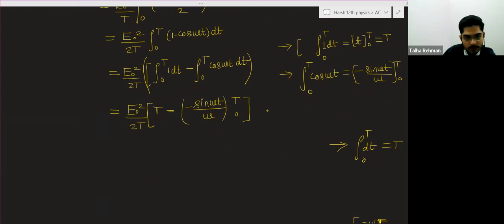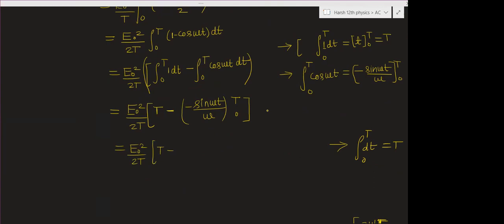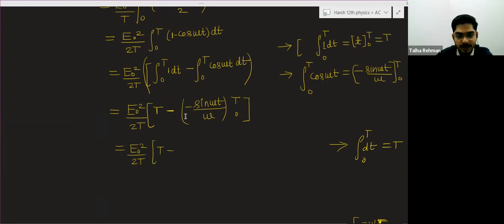Now this is E naught square by 2T, and this is T here. This is minus and this is minus, so we can write here plus 1 by omega, and we can apply the limit of integration for sin omega t from 0 to T.